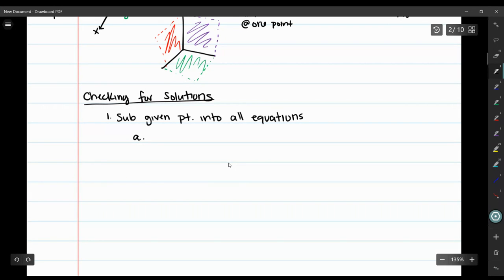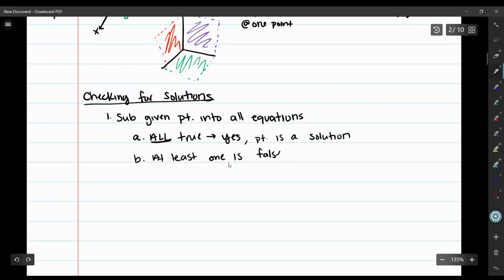Then you have two cases. If all are true, that means that yes, that point is a solution. Actually, let me write that out in case you look at this 3 days from now and forget. So all are true, yes, the point is a solution. That's what we want. B, you could have at least one of them is false. That means that no, that coordinate point is not a solution. So those are the two cases you have.